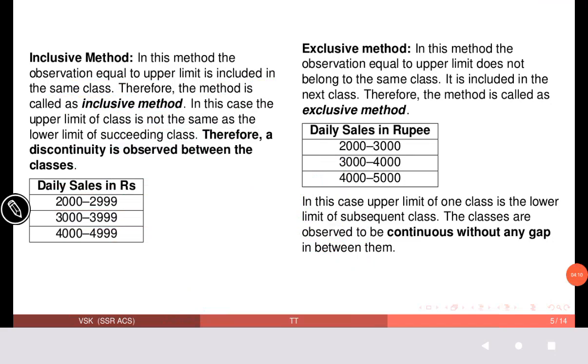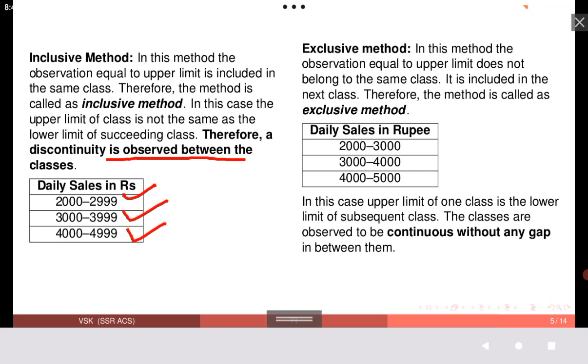Now here there is a discontinuity. Therefore, a discontinuity is observed between the classes. You can see there is a discontinuity. Next it starts with 3000 to 3999. Then it starts with 4000 to 4999.